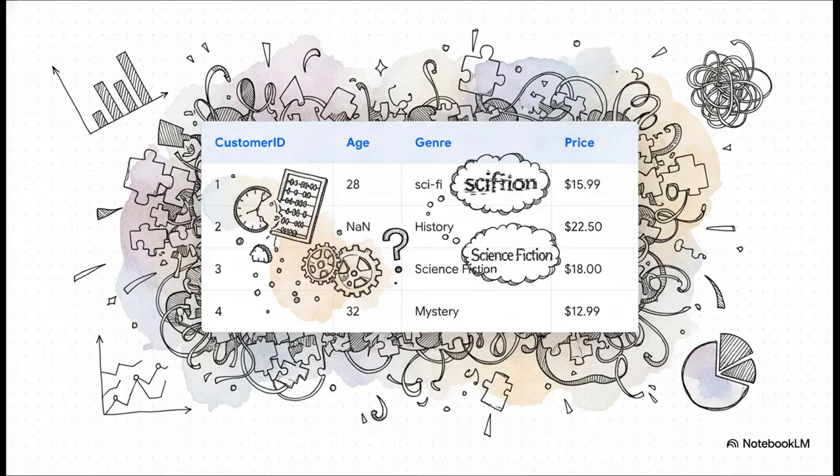See all the issues here? You've got missing ages right there, marked as NaN. The genre column, that's all over the place. Sci-fi here, science fiction there. A computer sees those as totally different things. This is the reality of raw data. It's almost never clean and ready to go.